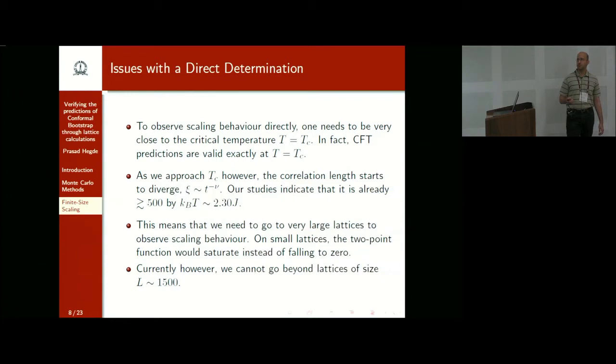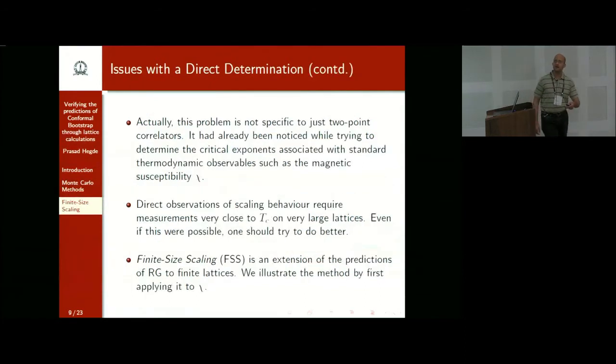To see the exponential fall off of a correlation, you have to go to a lattice size larger than this. So that's really the challenge. With our current attempts, we can't really go beyond something like, let's say, 1000 or 1200, but that also sets a limit to how close to Tc you can get, which in turn means that there's always some systematic error in your calculations.